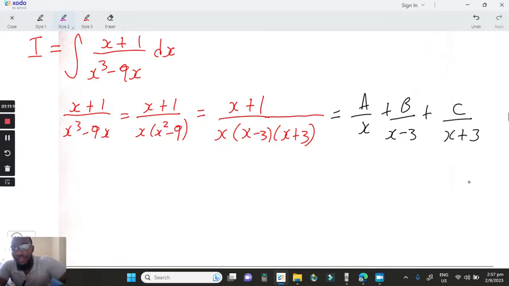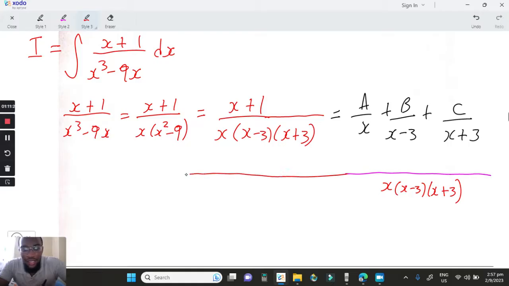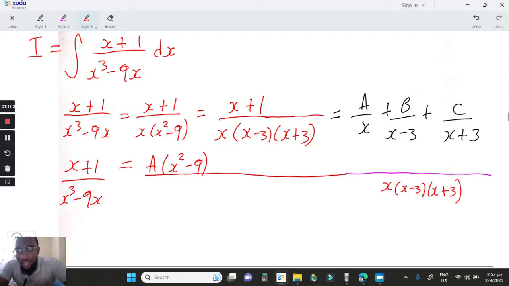So now we can find the LCM, which we know is x times (x minus 3) times (x plus 3). All of that will give us, of course, x plus 1. So in that case now, x into this leaves A times (x squared minus 9). Remember, x into this leaves these two, but when you multiply them, you get x squared minus 9. Plus B times: (x minus 3) into this, (x minus 3) cancels, leaving x times (x plus 3).